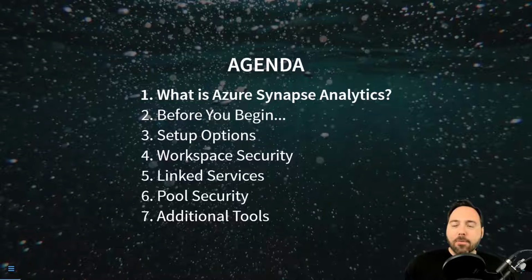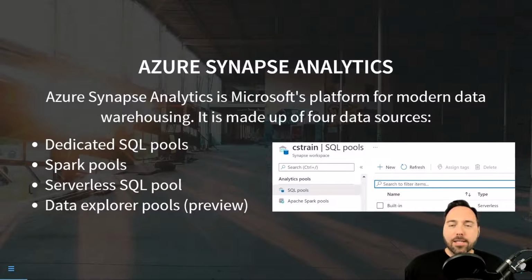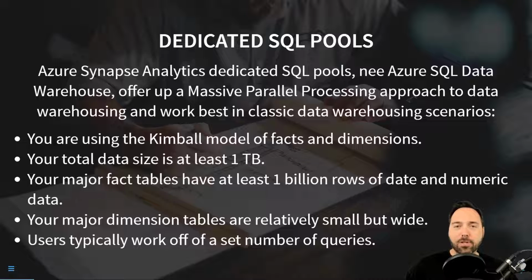So let's get going with a primer on what Azure Synapse Analytics is. In case you're not that familiar with the topic, Azure Synapse Analytics is Microsoft's platform for modern data warehousing. And there are 4 separate data sources, like I mentioned. The first one is the dedicated SQL pool. The idea of a dedicated SQL pool is essentially, I have a classic Kimball-style warehouse with facts and dimensions, except that I have a whole lot of data. The you must be this tall to ride the ride line for a dedicated SQL pool is approximately 1 terabyte of data, minimum, and you should have at least 1 fact table with about 1 billion records. That's how you start making the best use of a dedicated SQL pool.